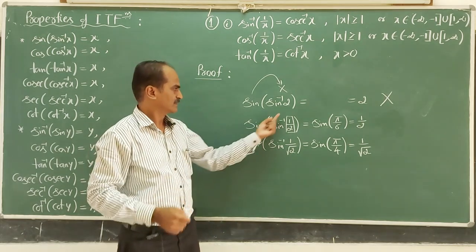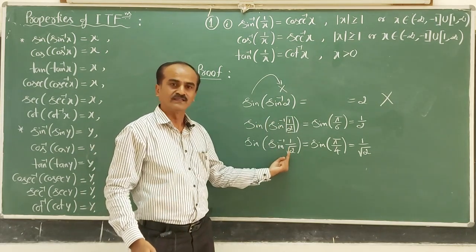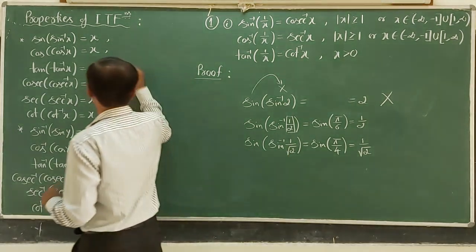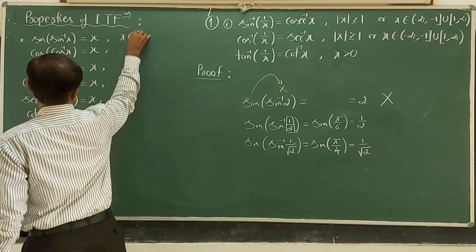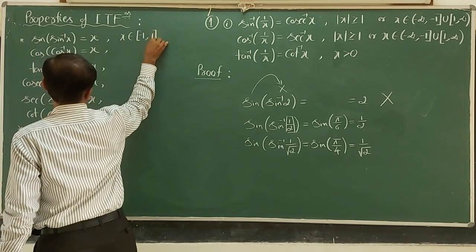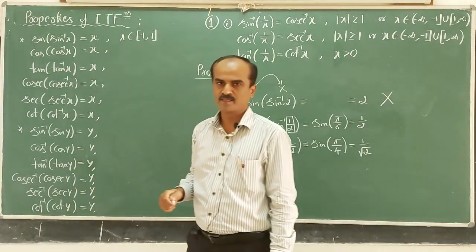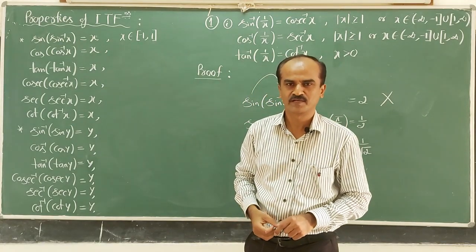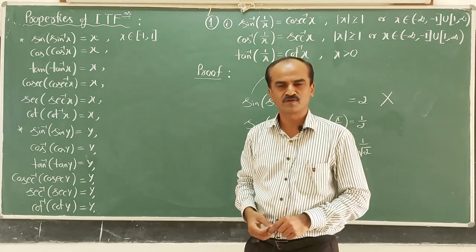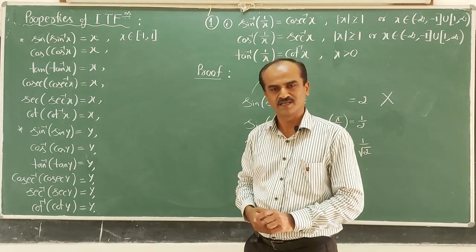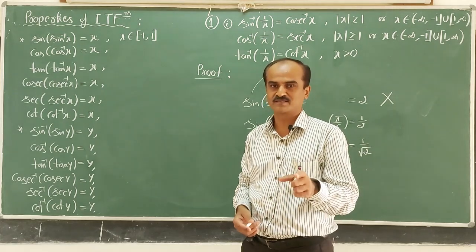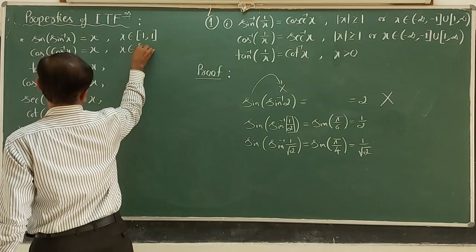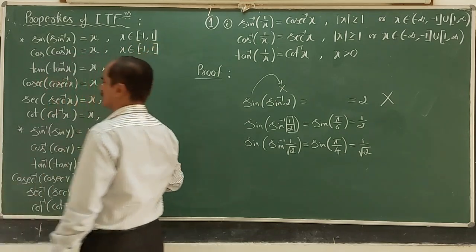What is that? This x, what you are writing here, this x must be in the domain of sine inverse function. So, therefore, let me write here x belongs to the closed interval minus 1 to 1. Similarly, cos of cos inverse x equal to x. Cos of cos inverse root 3 by 2 is root 3 by 2. Cos of cos inverse 1 by 2 is 1 by 2. Similarly, I can write cos of cos inverse x equal to x, provided that x lies in the domain of cos inverse, that is minus 1 to 1.